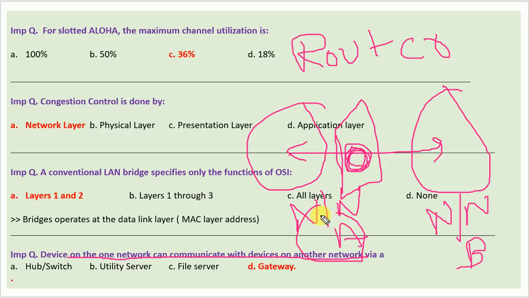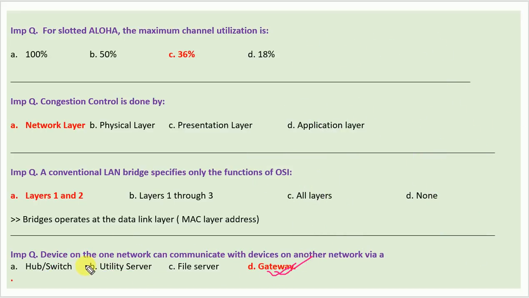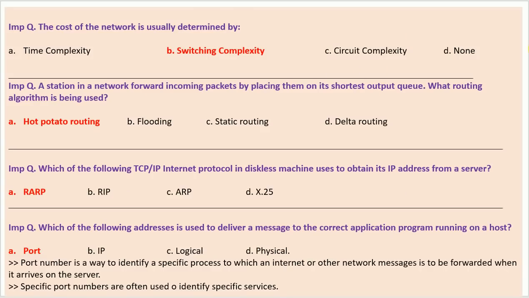Okay, I think you guys can easily relate to this. It has nothing to do with hub and switch, nothing related with utility server, nothing related with the file server. So only through a gateway can a device on one network communicate with a device on another network. Okay, so I hope these questions are very clear. These are all very straightforward and basic questions, but I have not taken any question randomly. These are all very repeatedly asked, important, conceptual and standard questions. Let's move to the next question.